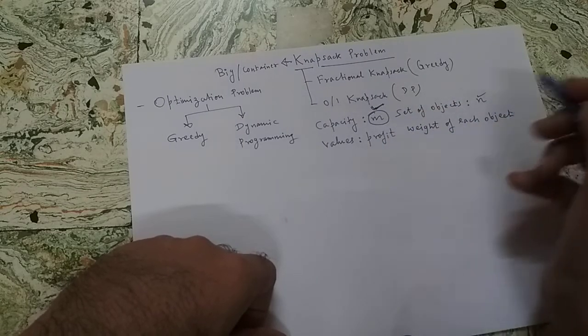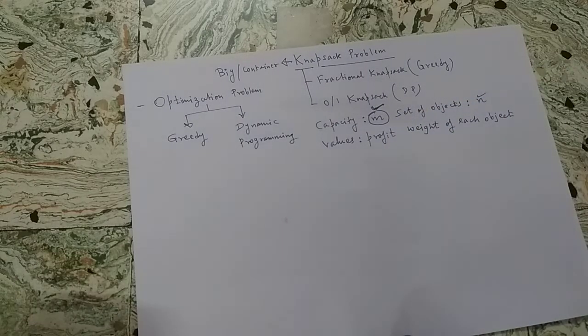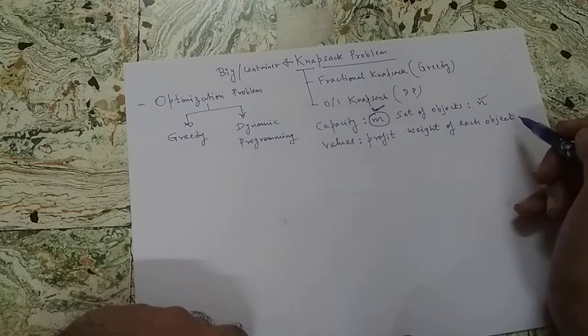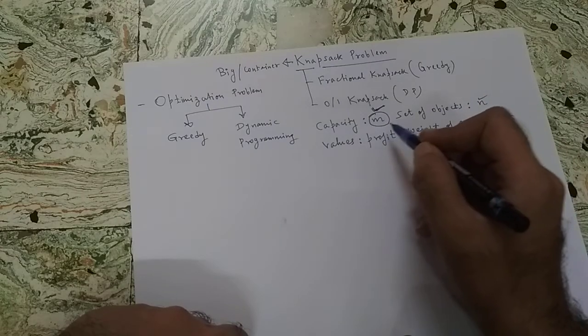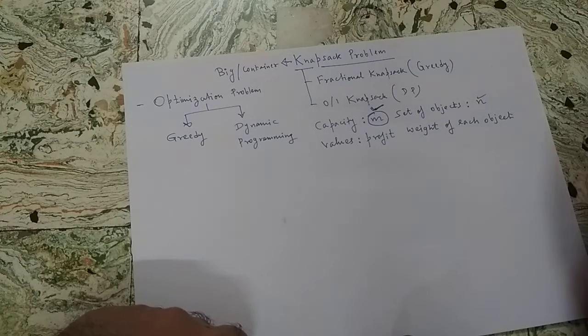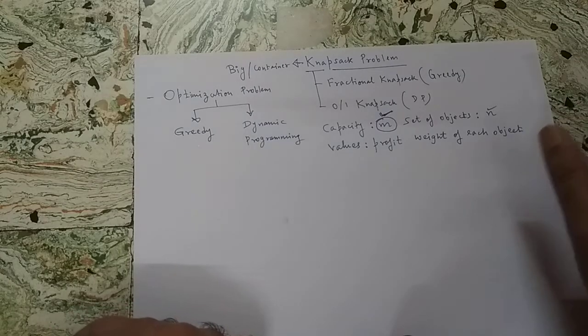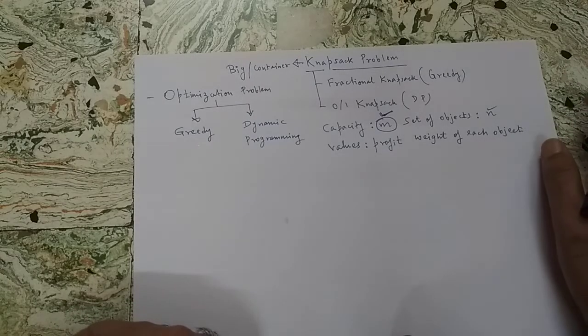M. So whenever you are putting an object inside the knapsack, obviously the weight of the knapsack is increasing. So up to the point where the weight reaches M, you can keep filling the knapsack. The moment it reaches the value M, you have to stop filling objects in your knapsack. Okay, so this is how the problem statement is given to us.